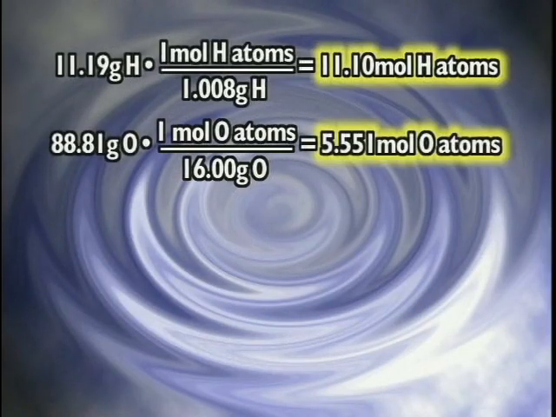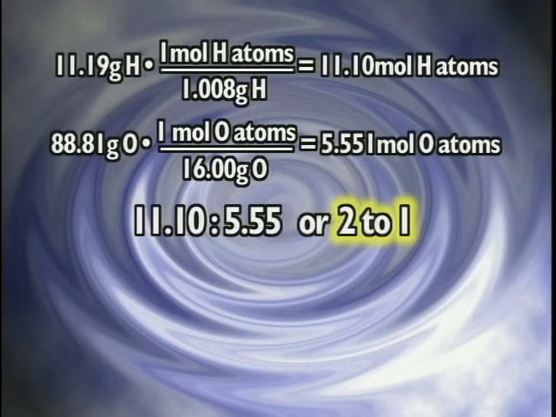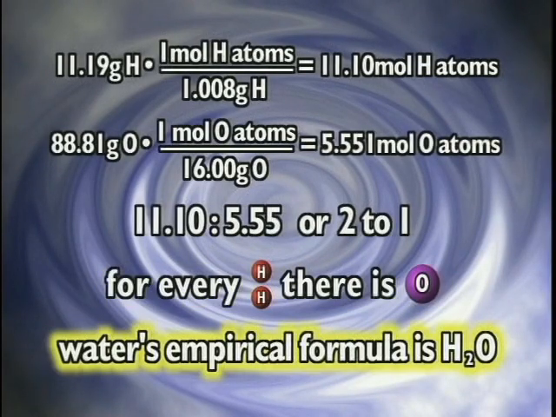So let's look at the ratio of moles of hydrogen atoms to moles of oxygen atoms. The ratio of moles of hydrogen to moles of oxygen is 11.10 to 5.55, or 2 to 1. For every 2 hydrogen atoms, there is 1 oxygen atom in our compound. So water's empirical formula is H2O.